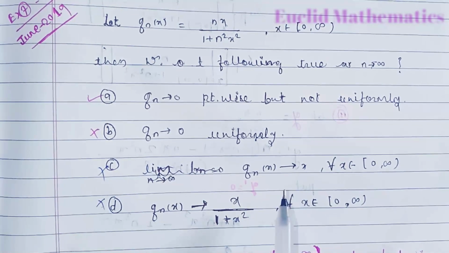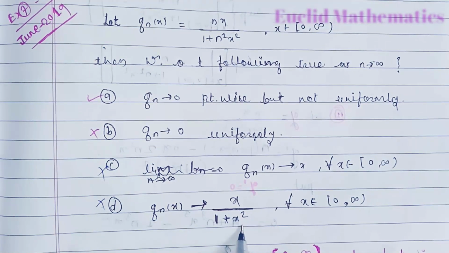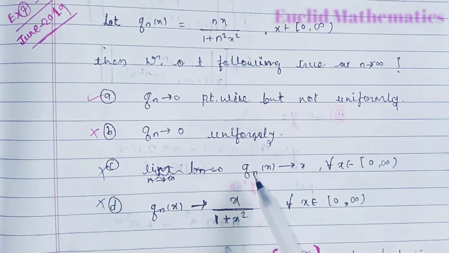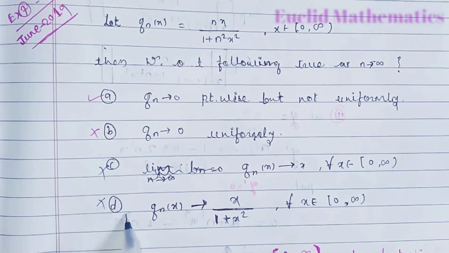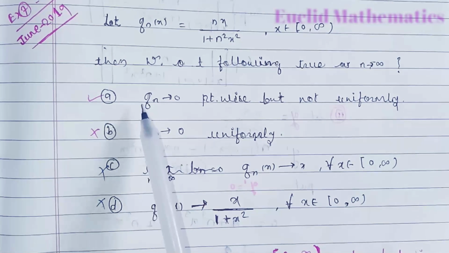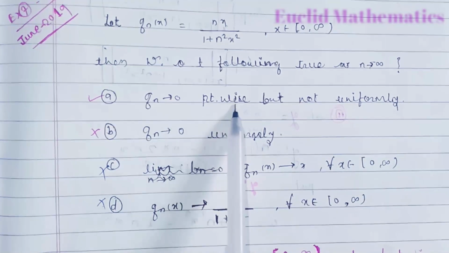And in our options C and D, it is given that it converges to x, or gn(x) converges to 1 upon 1 plus x square, when x belongs to the interval closed 0 to infinity. But as we solved before, we got gn(x) which converges to 0 for that interval. That means we say that option C and option D are wrong. And we got that gn(x) is pointwise convergent. So the first part of option A, gn(x) is pointwise convergent, is verified.